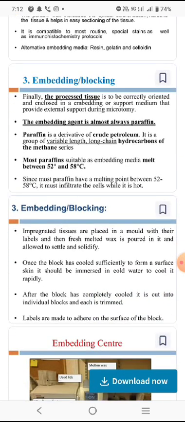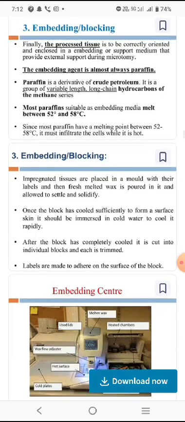Finally, the processed tissue is to be correctly orientated within the embedding or supporting medium that provides external support during microtomy. The embedding agent is almost always paraffin. Paraffin is derived from petroleum. It is a group of variable length long chain hydrocarbons of the methane series. The paraffin most suitable as embedding media melts between 52 and 58 degrees Celsius. Since most paraffin has a melting point between 52 and 58 degrees Celsius, it must be infiltrated into the cells while hot, until it is cold.